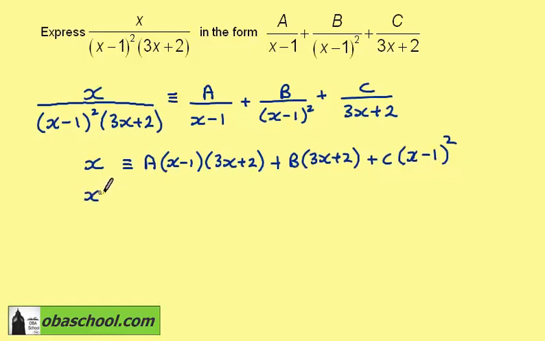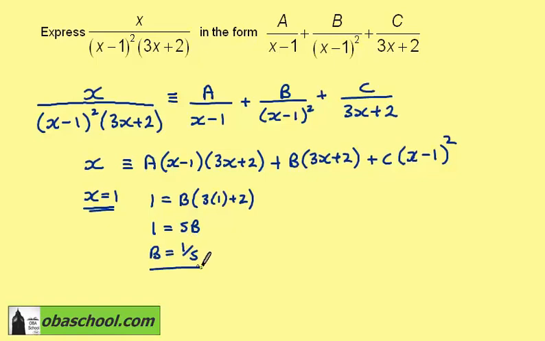If we choose x to be equal to 1, we can make this first term disappear, and we can make the last term disappear, since 1 minus 1 is 0. That just leaves us with the b term. So this is 1 is equal to b into 3 lots of 1 plus 2. So 1 equals 5b, and b is therefore 1/5.